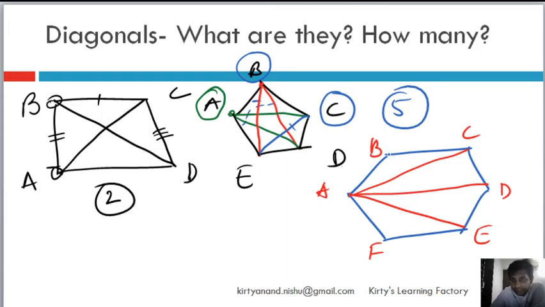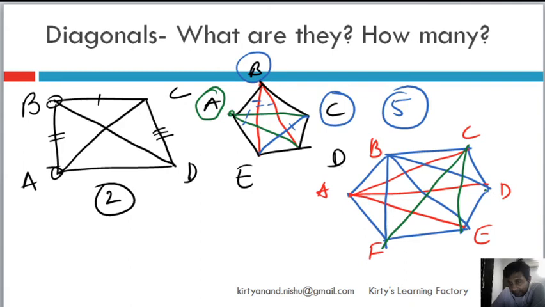Now from B I will join D. I will join E. I will join F. Then from C I will join E. I will join F. The moment I join A, I see that I have already drawn it.